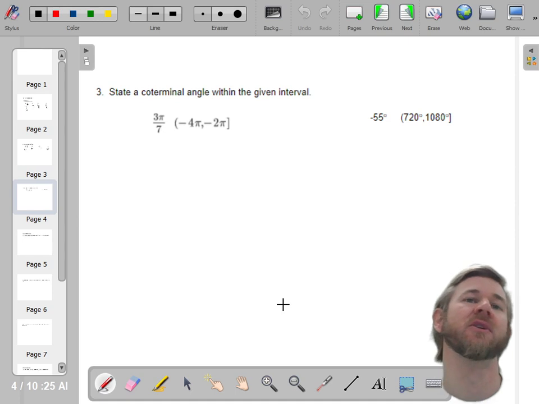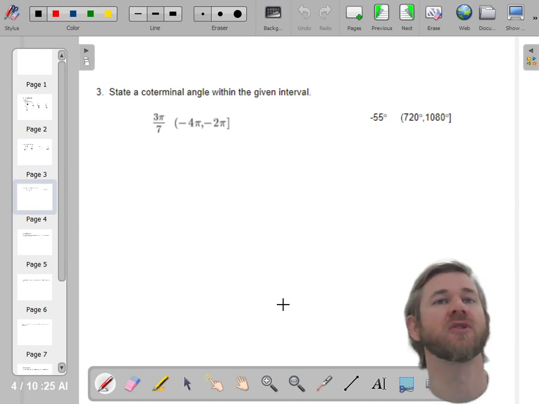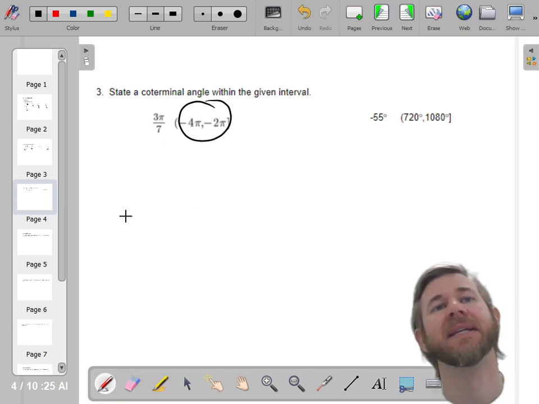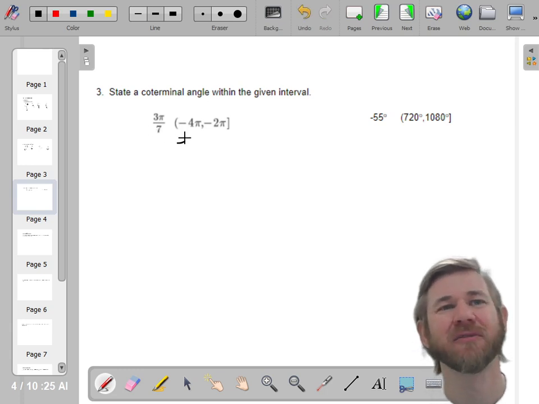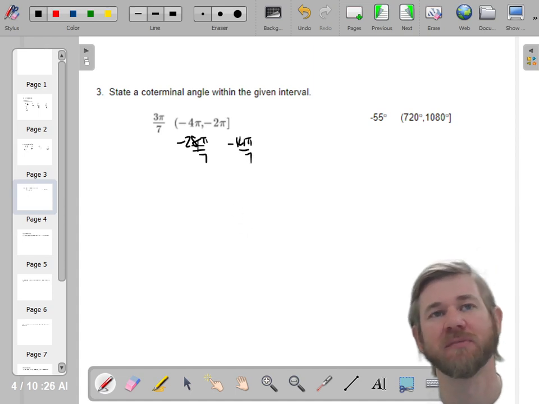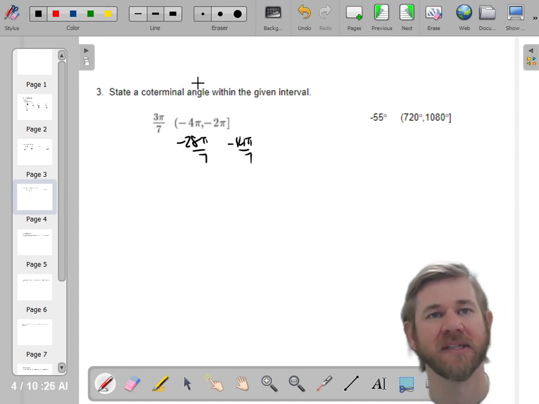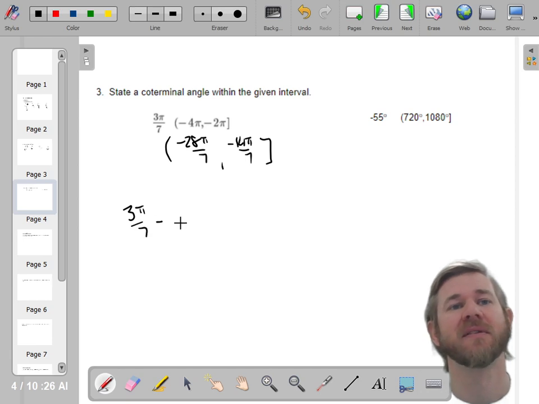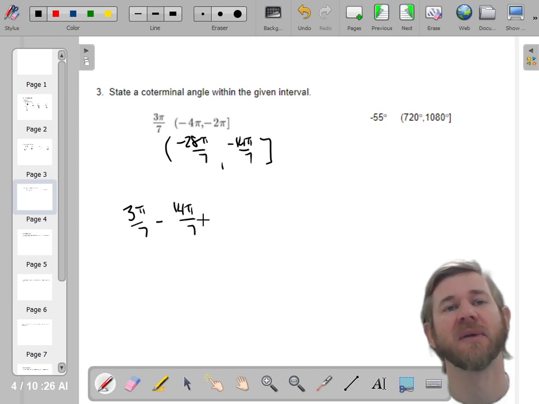The other thing you might be asked to do is state coterminal angles. For coterminal angles, you're going to add or subtract 2 pi radians, or 360 degrees. So if I'm trying to get between negative 2 pi and negative 4 pi, first thing, over 7, this would be negative 28 pi over 7 and negative 14 pi over 7. So I'm just multiplying 4 times 7 and 2 times 7 to get a common denominator. That helps me know when I'm supposed to stop. So I'm going to say 3 pi over 7 minus 2 pi would be 14 pi over 7, and that's negative 11 pi over 7.